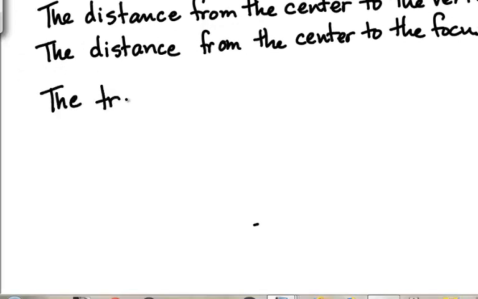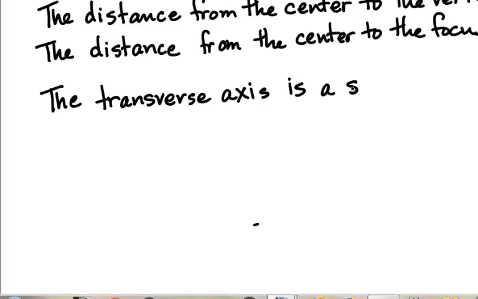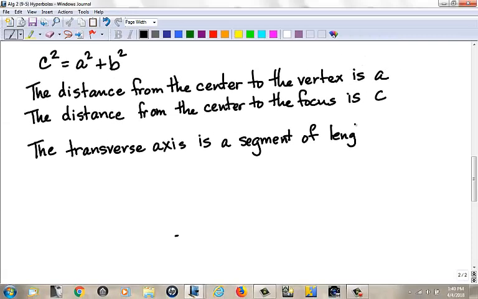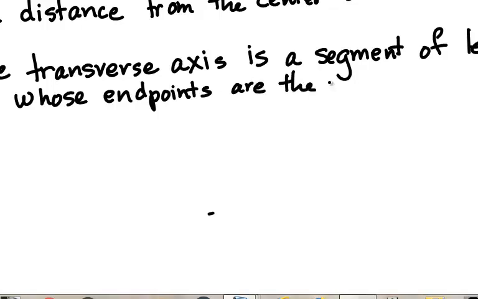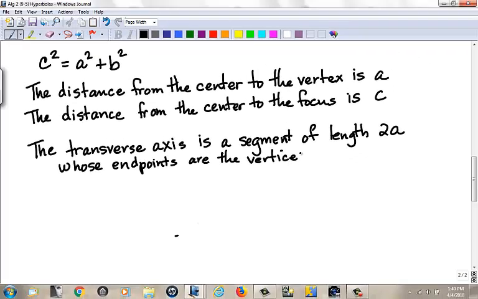The transverse axis is a segment of length 2A, because remember A went from the center to the vertex, so the whole thing is going to be 2A, and whose endpoints are the vertices. That's what they call the transverse axis, and it's 2A.